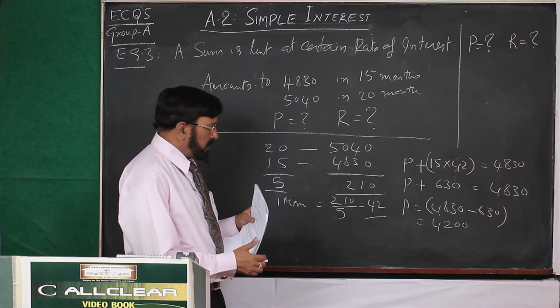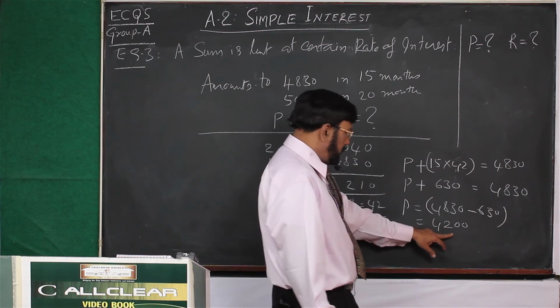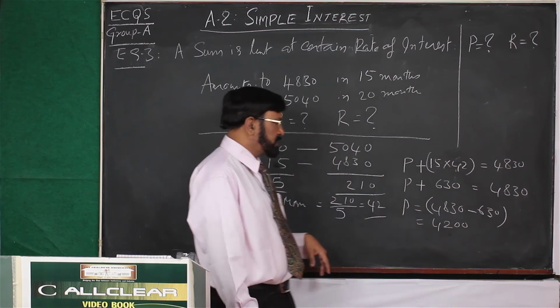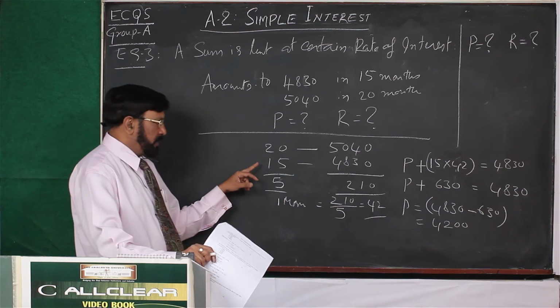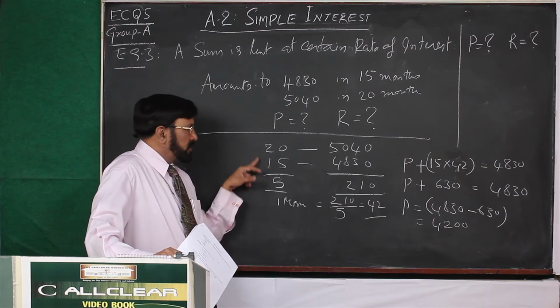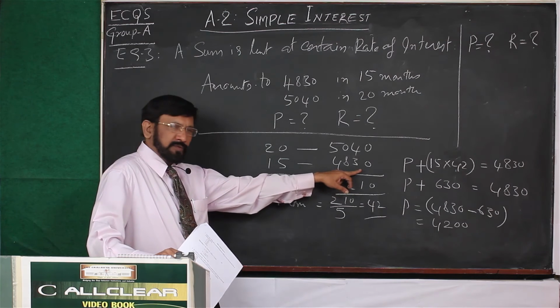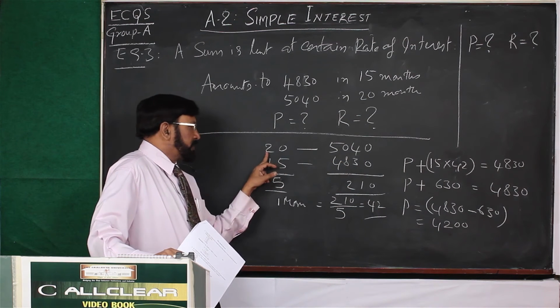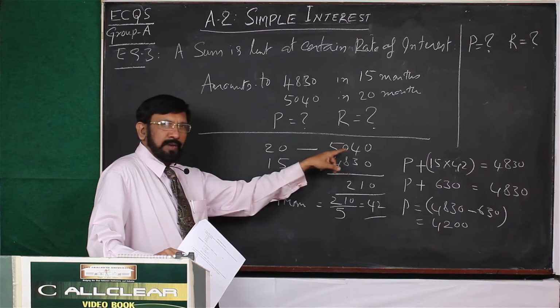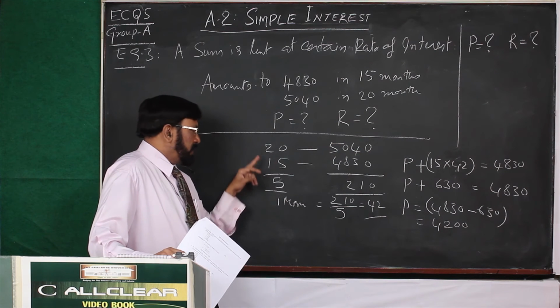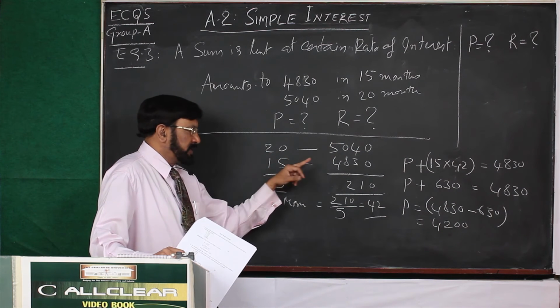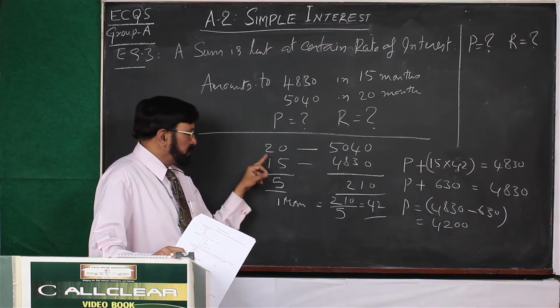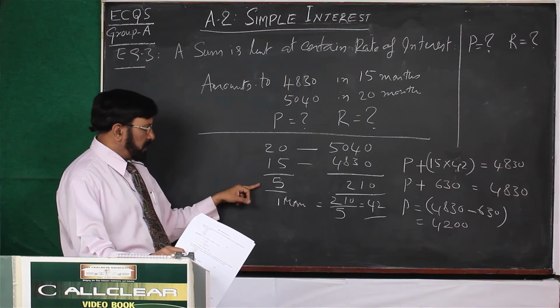4,200 is the principal. Just once again I explain. Now, for 15 months, the principal amounts to 4,830. For 20 months, the same principal amounts to 5,040. Now, we are finding out the difference, because of interest only it is increased. So, now find the difference.